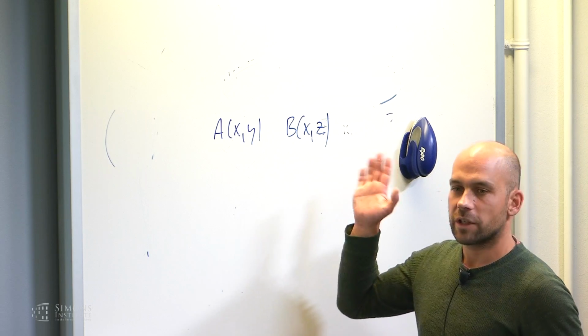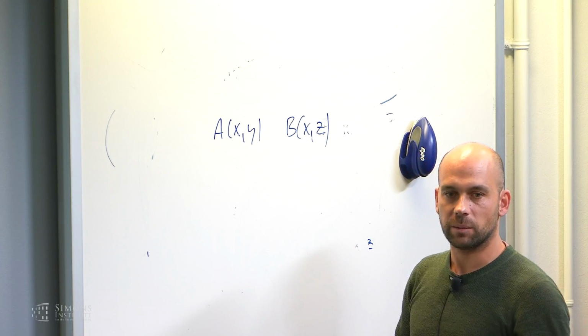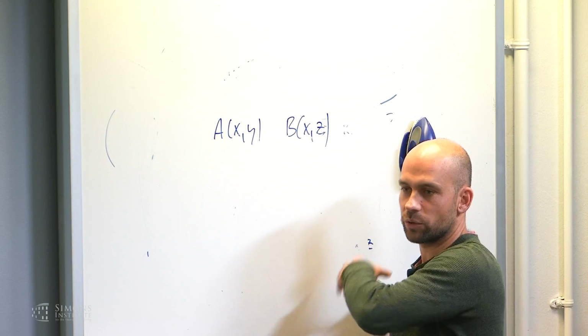Now, assume that you have a resolution refutation of this thing. So you fix an assignment for x, you feed it into this and into the resolution refutation.